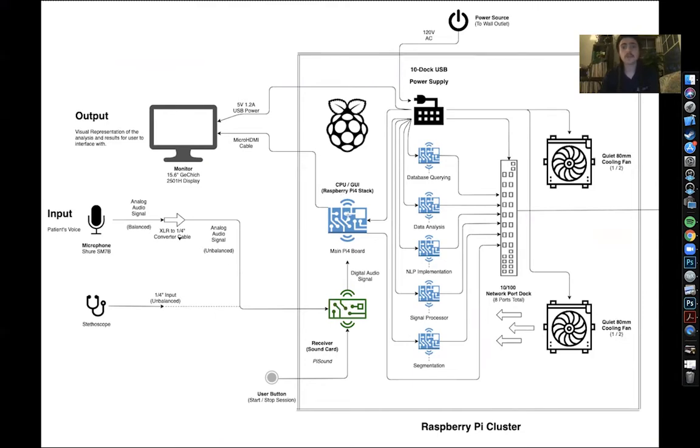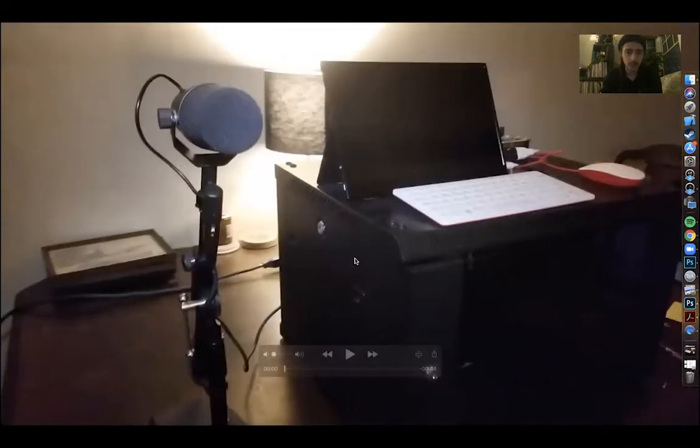This PiSound receiver is directly mounted on top of the main Pi 4 board, which interfaces with the rest of the Pis inside the system via a network port dock. This entire system is cooled by 2 fans that are inside of the enclosure. The main Pi 4 board is a plugged-in micro HDMI cable to the output, which is a monitor on top of the system. It's important to note that with this system, we can swap out any type of microphone as long as it's a 1/4-inch cable and doesn't require phantom power, which is an additional 48 volts to drive whatever microphone you're using.